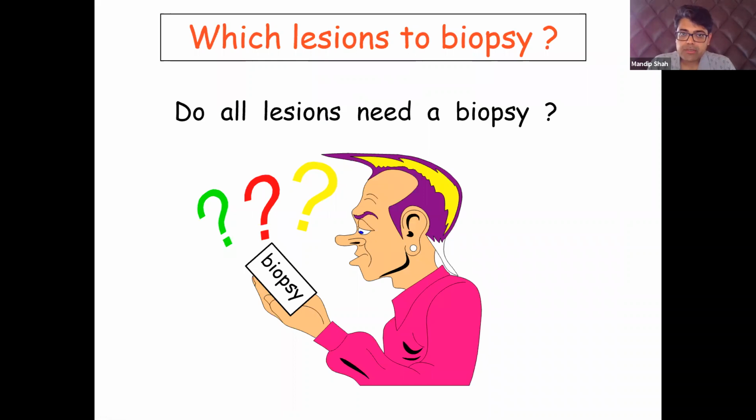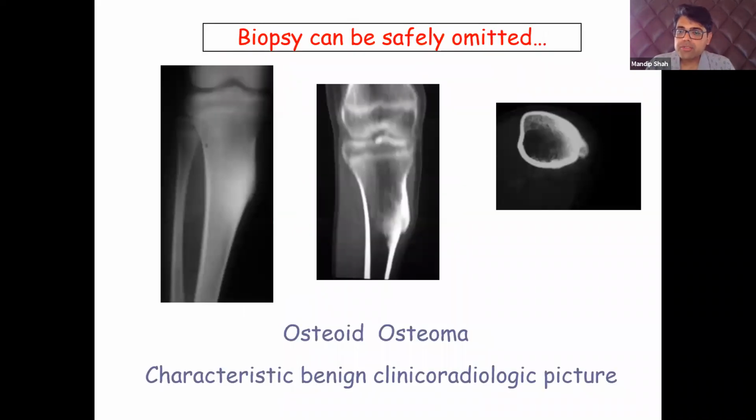Coming to the second question, which lesion to biopsy? Do all lesions need a biopsy? Of course, in the last lecture, and even in the earlier part of this particular lecture, I am re-emphasizing the fact that we should do a biopsy. But there are particular 4 or 5 entities where the diagnosis can be convincingly made based on imaging. So what are those lesions? One is osteoid osteoma, with a very characteristic benign clinico-radiological picture and a very classical history combined with that.